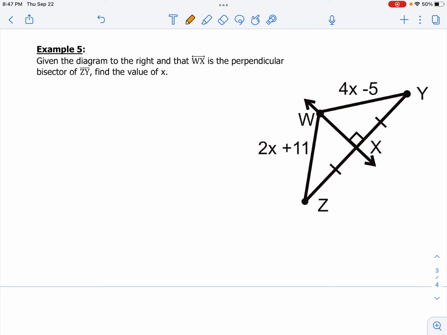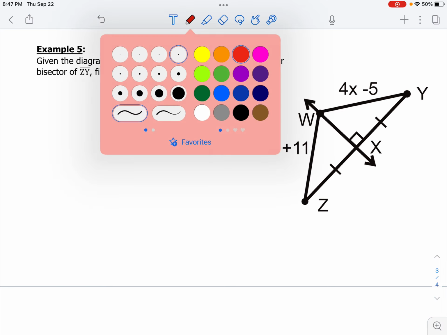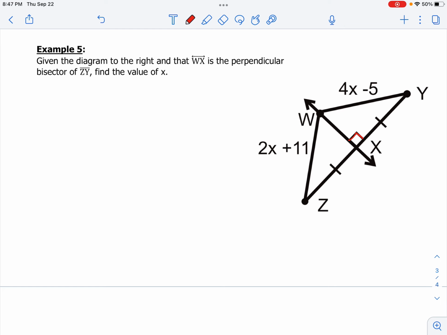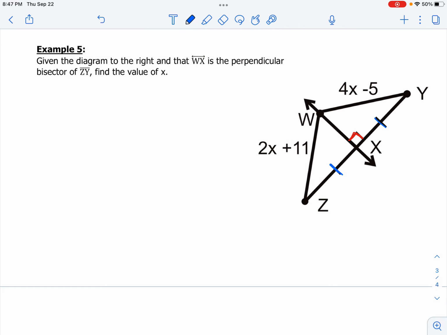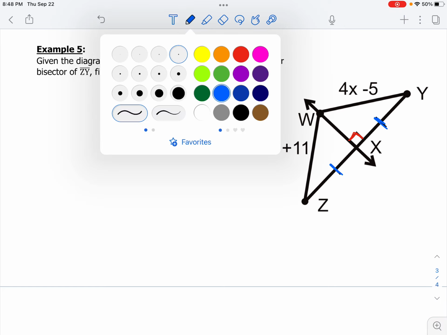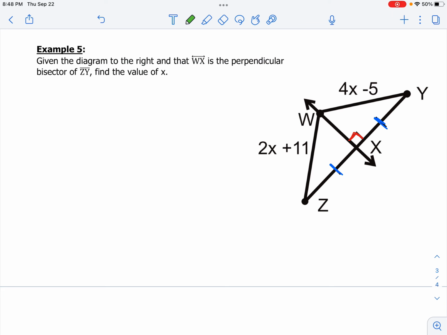So line WX is the perpendicular bisector of segment ZY. Once again, they labeled it for us. You know I don't always want to be that nice. Sometimes I want to make sure you go ahead and label that picture. All right, but it's asking for the value of X. So again, this is based on our symmetry. So we know that these two segments are also going to be congruent.